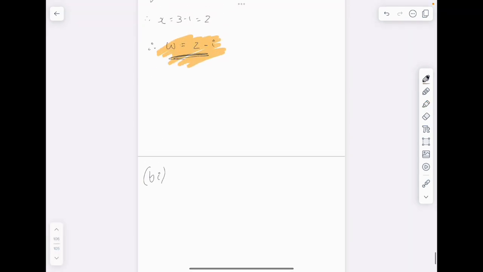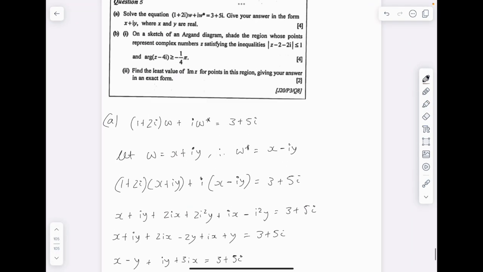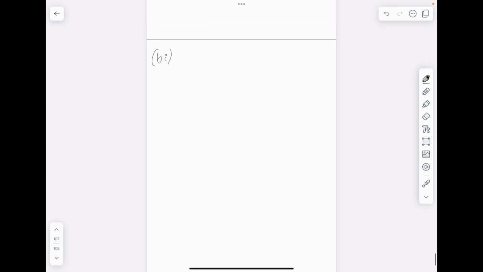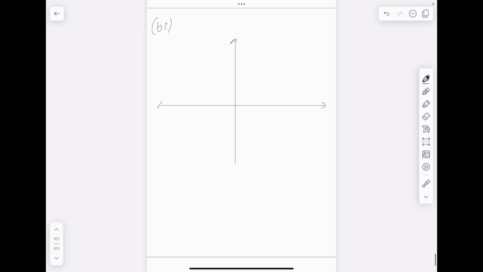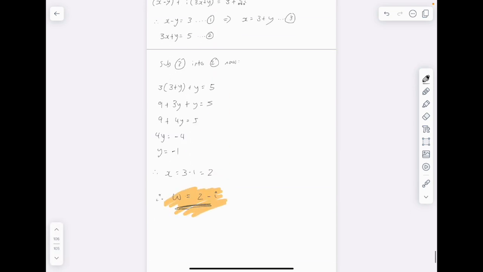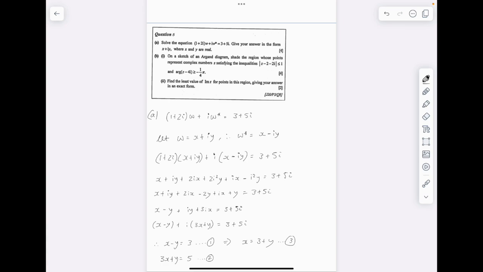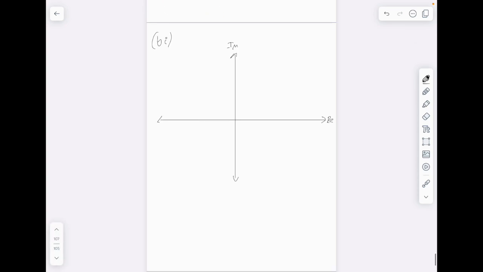Okay, guys, now for b(i), it says the following. On a sketch of an Argand diagram, shade the region whose points represent complex numbers z, satisfying these inequalities. Okay. First thing I'm going to do is draw a big Argand diagram. Okay, so I can sketch this out. Okay. Real, imaginary up here. Okay. |z minus 2 minus 2i| is smaller than 1.